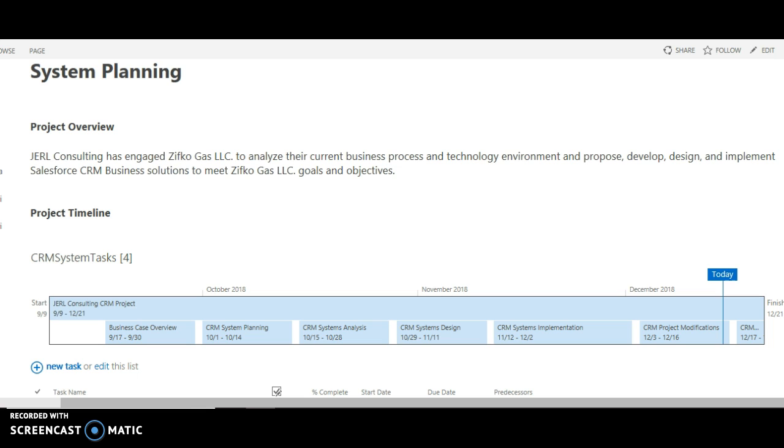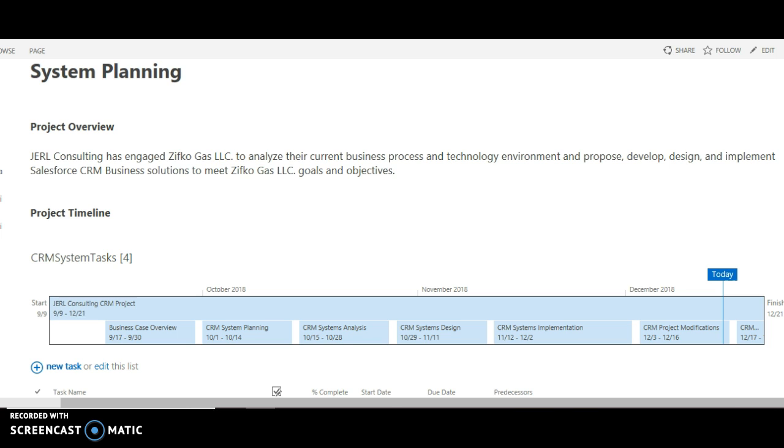There are 6 stages to the systems analysis and design process. I will be focusing on the planning and analysis part. Systems analysis is a set of methodologies and best practices used to research the current operating environment, identify existing problems, and develop possible solutions. Gerald Consulting has determined that Zifco Gas needs a Salesforce CRM implementation. This was determined after investigating Zifco Gas's business needs.